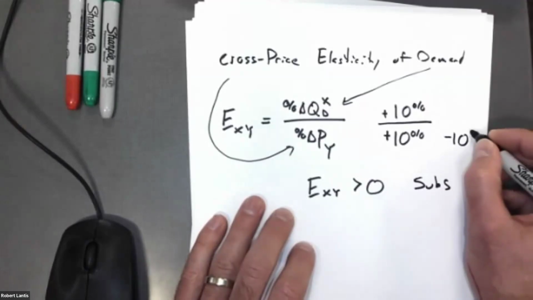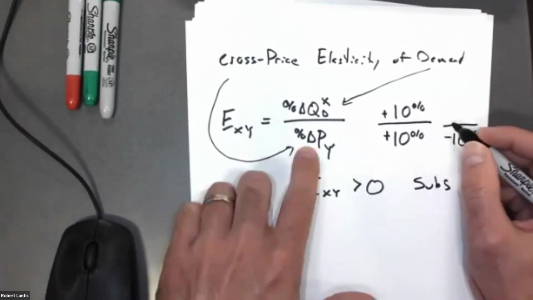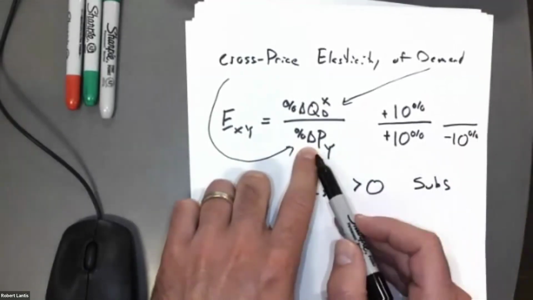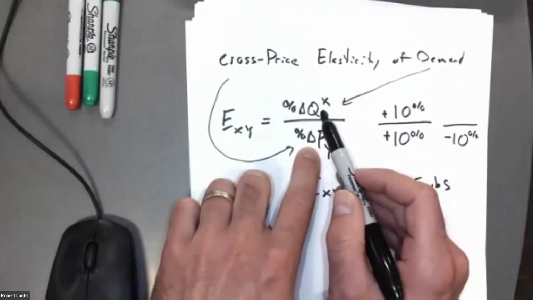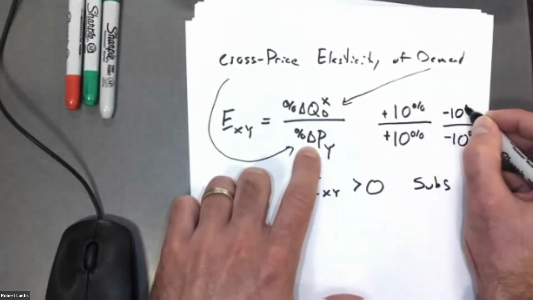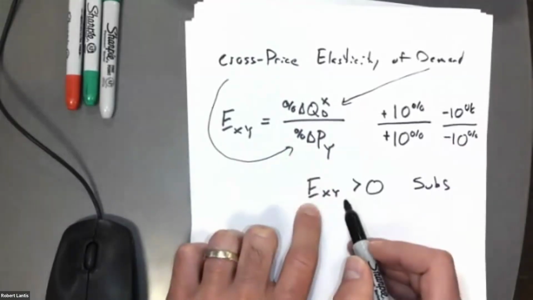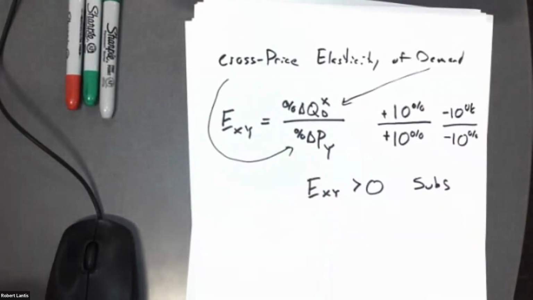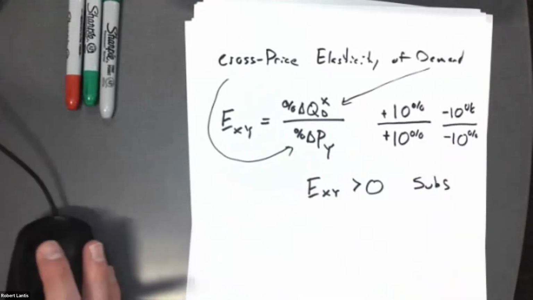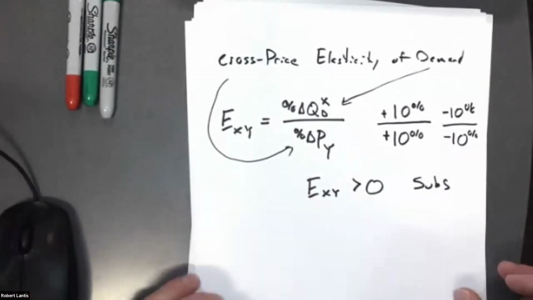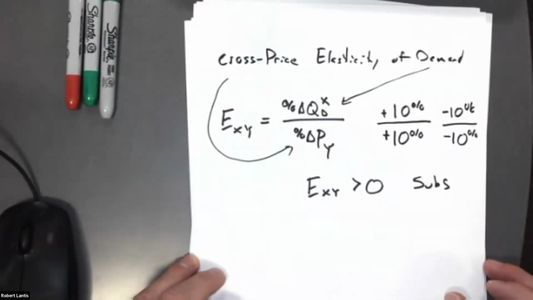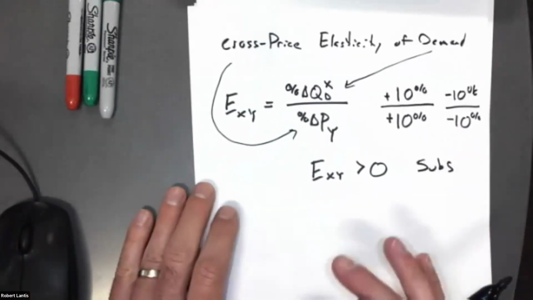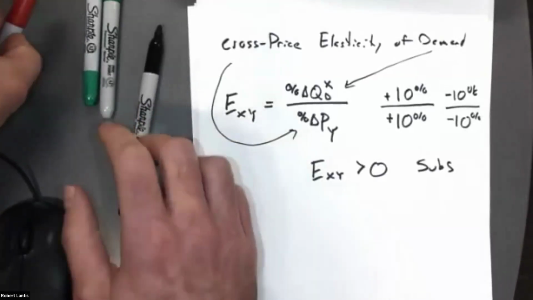And you could do it the other way as well. If the price of good Y went down by 10%, more people buy good Y, they stop buying good X. Well, negative over negative would still give me a cross price elasticity that's positive, indicating these are substitute goods. Okay. Any questions on that idea?